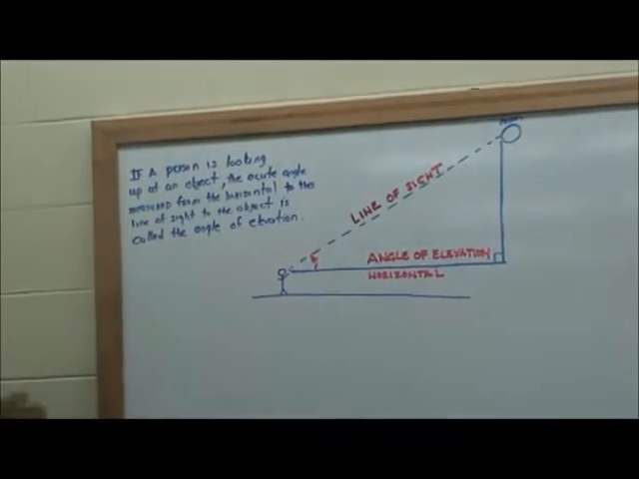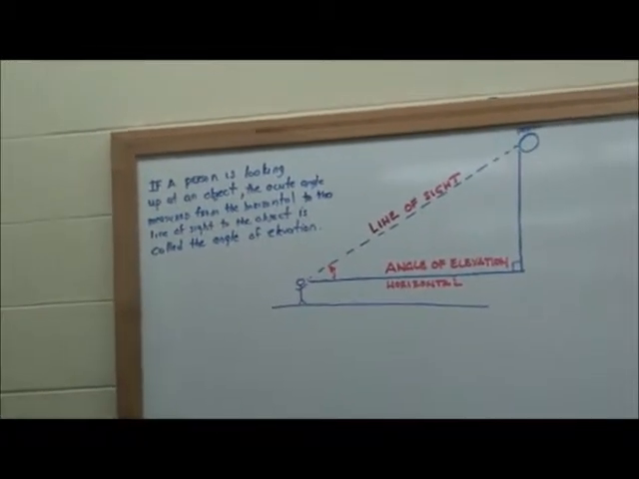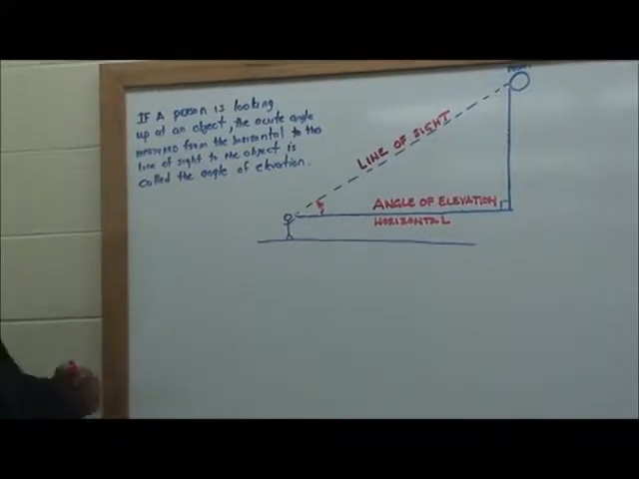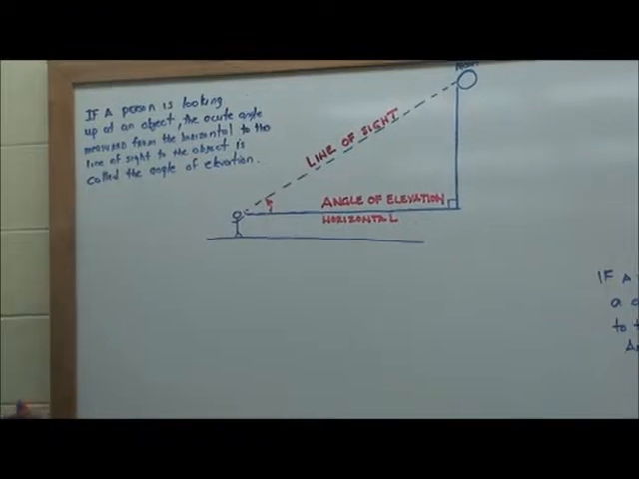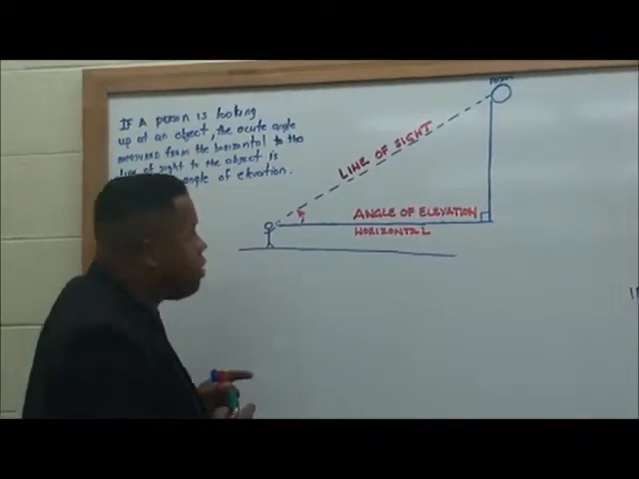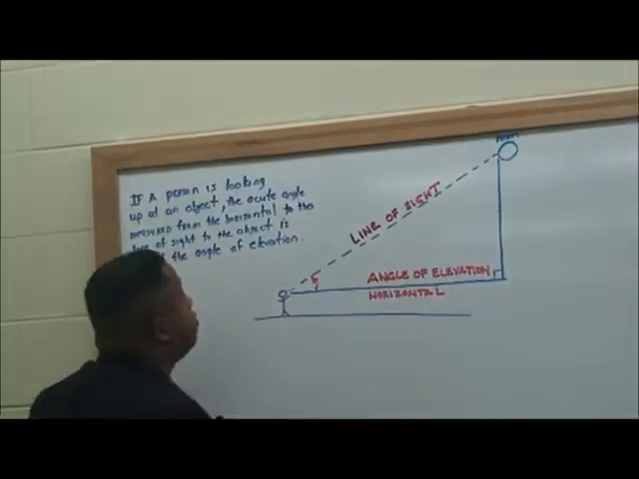Well, the angle of elevation is if a person is looking up at an object, the acute angle measured from the horizontal to the line of sight to that object is called the angle of elevation. So if you notice our little stick figure here, he is looking up towards the moon.